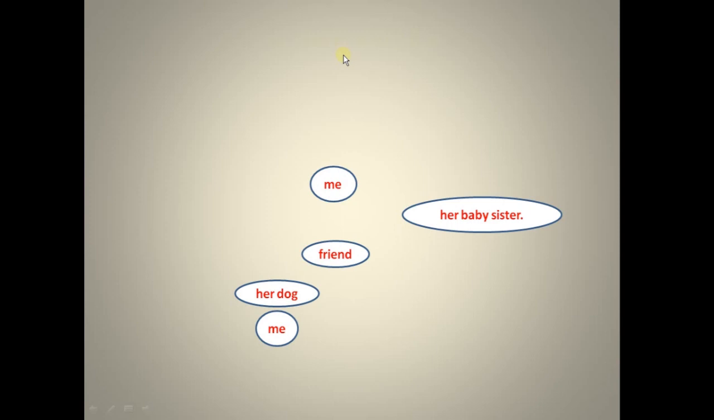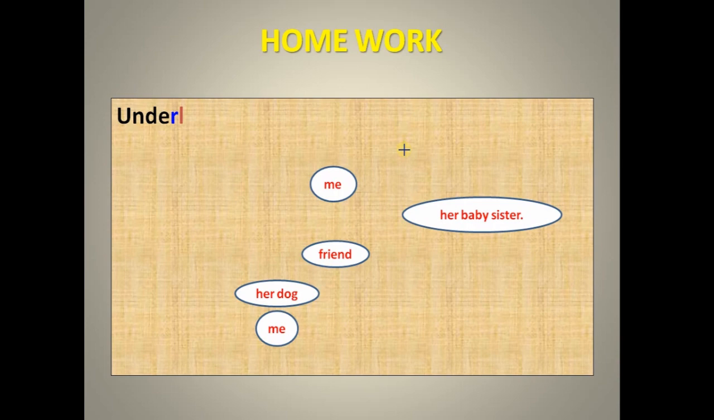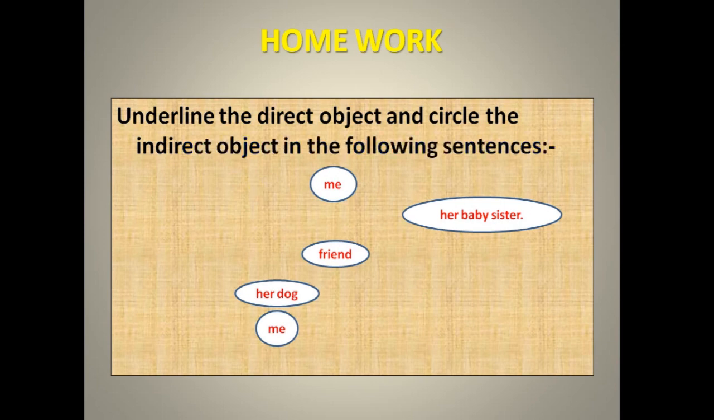Starting today's class, students, first of all I will tell you the answers of yesterday's homework. In that you can see: underline the direct object and circle the indirect object in the following sentences. The first sentence is: My father gifted me a nice watch.